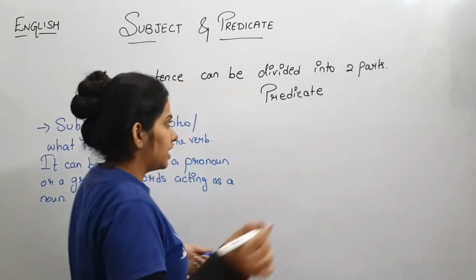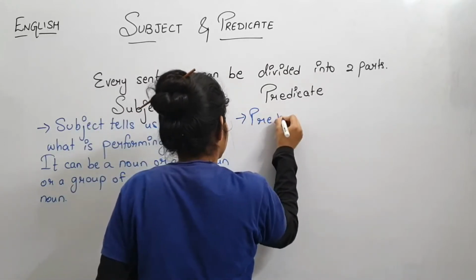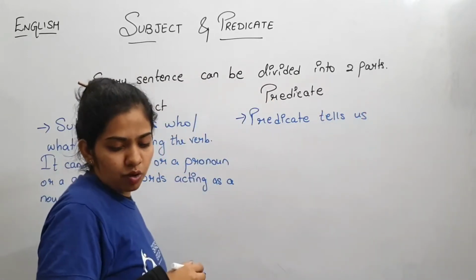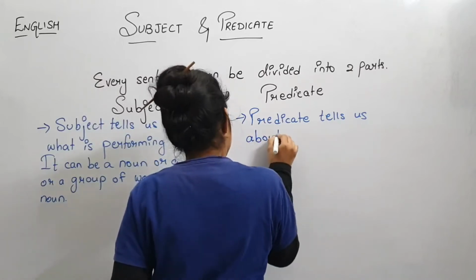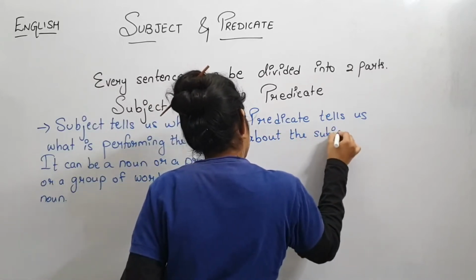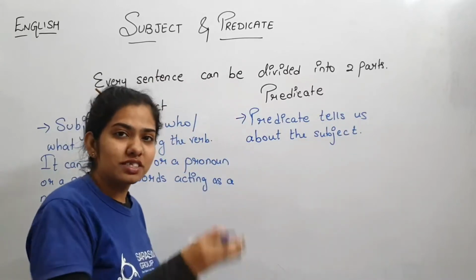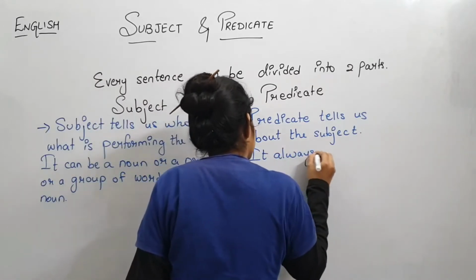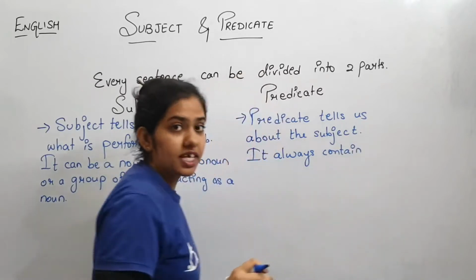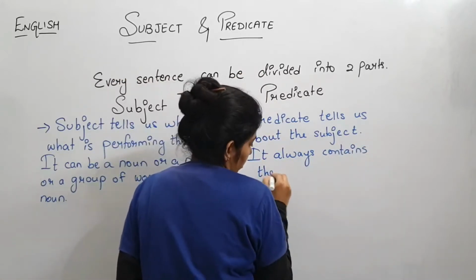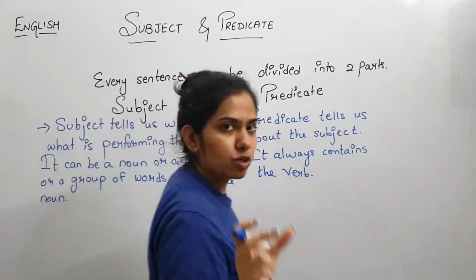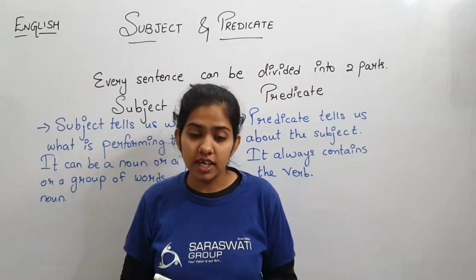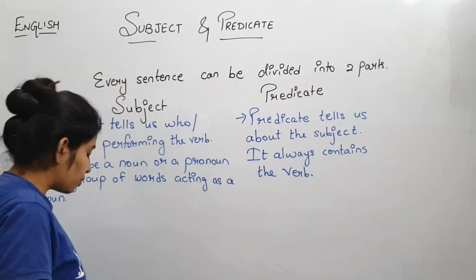अब प्रेडिकेट क्या है? Predicate tells us about the subject. Predicate क्या है? वो हमें सब्जेक्ट के बारे में बताता है. It always contains the verb. यानी कि प्रेडिकेट का जो पार्ट है उसमें वर्ब होता ही है. It always contains a verb and it tells about the subject. Right? Now let us see one of the examples so that you will get clear.